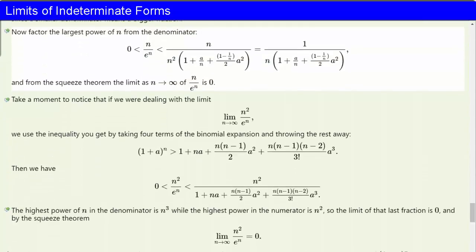Now we factor the largest power of n from that denominator, and you get that n over e to the nth is greater than 0 and simultaneously less than 1 over n times an expression that obviously converges to 1 as n tends to infinity. Then it is clear from the squeeze theorem that the limit as n tends to infinity of n over e to the n is 0.